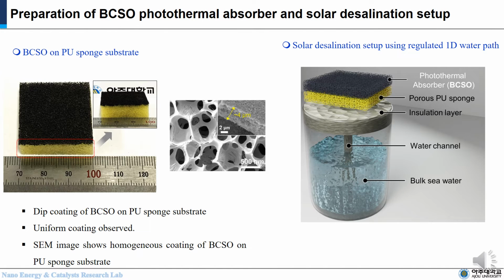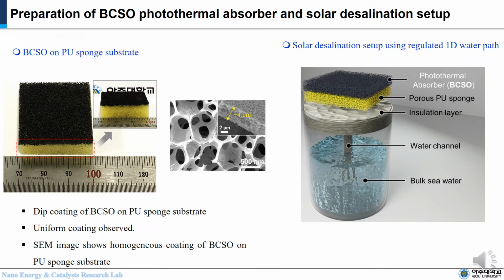Preparation of BCSO photothermal absorber and solar desalination setup. A polyurethane substrate was used to coat the BCSO nanosheets using the dip coating method. The BCSO nanosheets were uniformly coated on the top surface of the PU sponge substrate. A digital photograph of the BCSO nanosheet coated PU sponge substrate is displayed here.